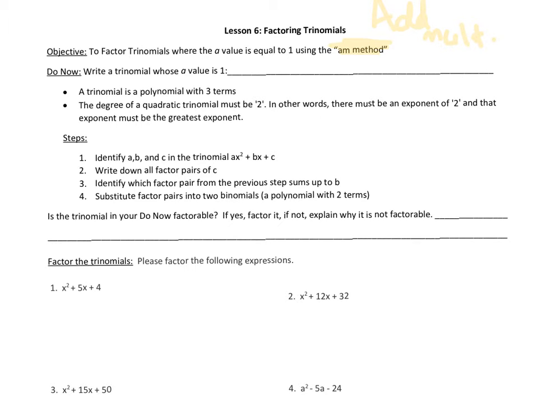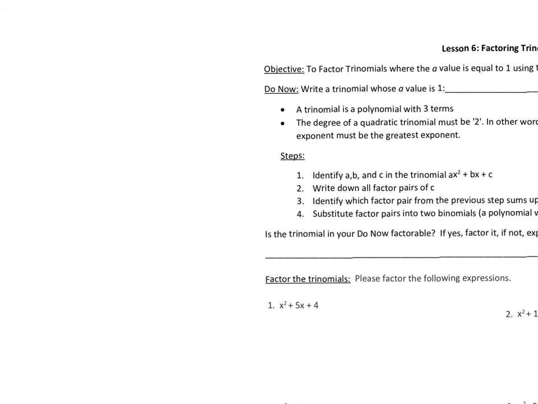The reason we have it in this order is because of something I will show you in this lesson, because this is more of a refresher lesson, since you should be able to do most of it. Alright, write a trinomial whose a value is 1. When they say an a value is 1, this is why. The basic form of a trinomial is ax squared plus bx plus c.